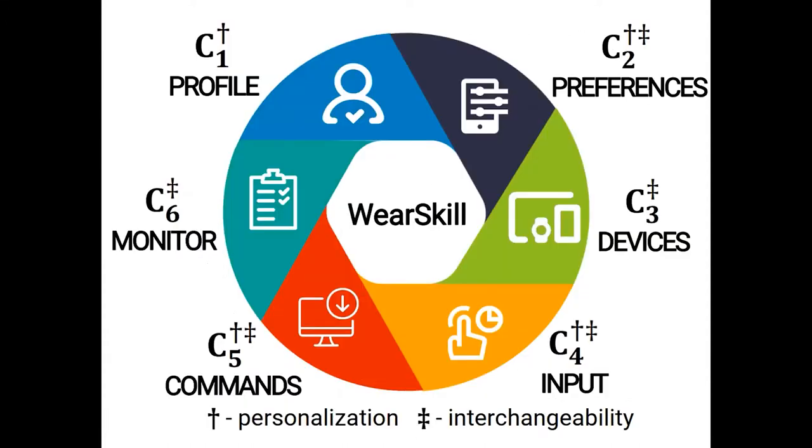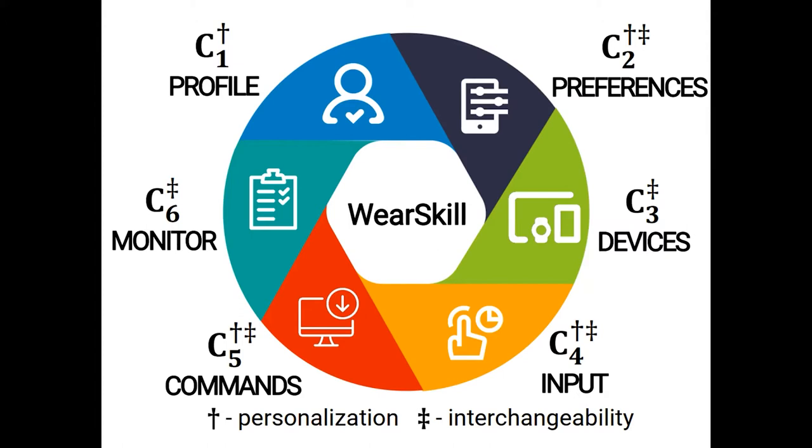In order to implement our functional requirements, we designed six software components for WearSkill. C1 is the profile component. It enables users to enter personal data. Then we have the preferences section, which employs recommendations generated by a machine learning model that uses information from a profile to suggest wearables and input modalities. Then we have a registration of input and output devices.